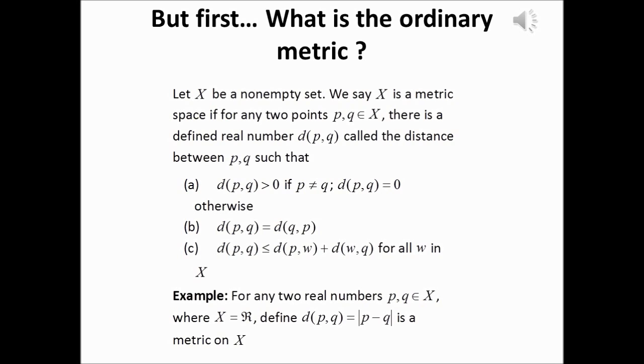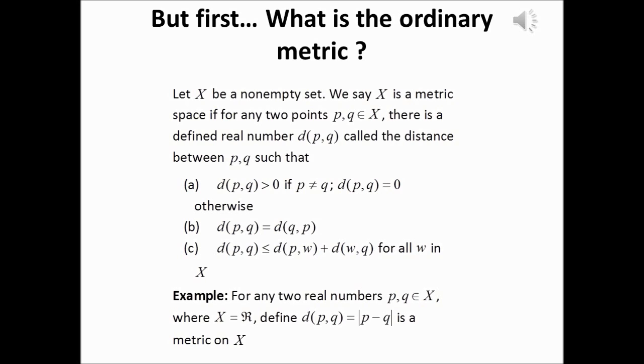So here we assume that X is a non-empty set, and we say that X is a metric space if for any two points P, Q in X, there is a defined real number called the distance between P and Q, such that the following axioms are satisfied.